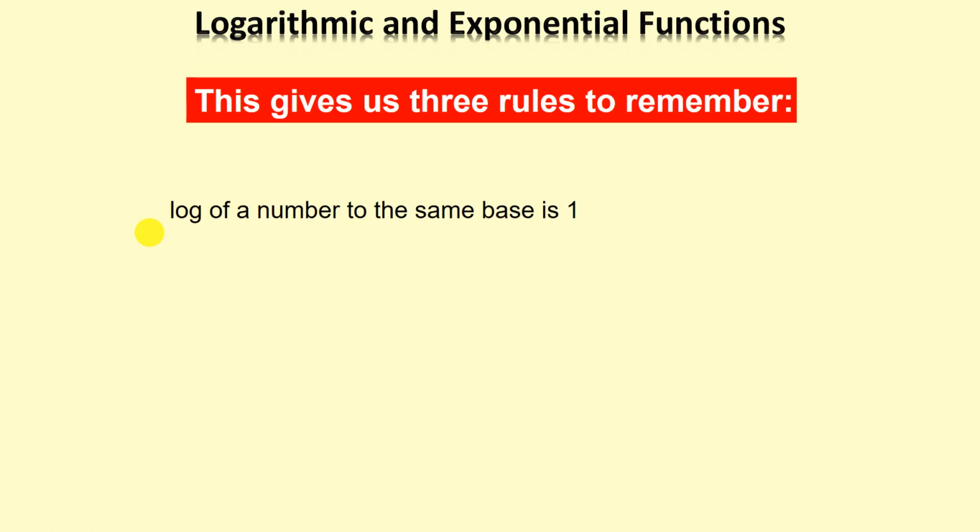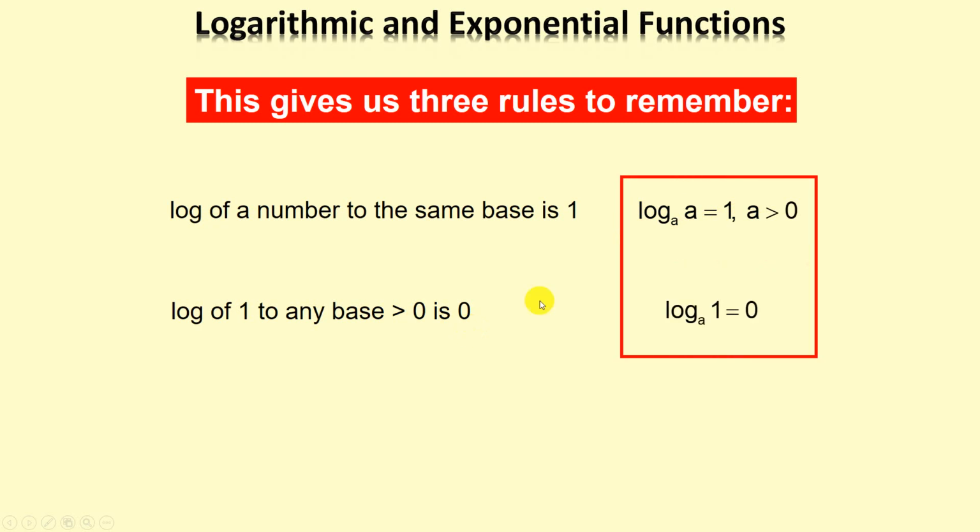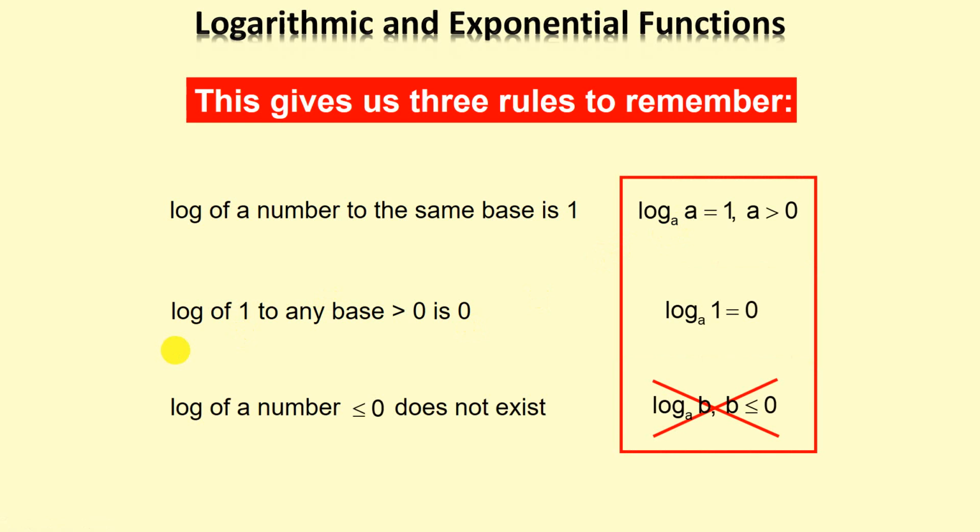So to summarize, log of a number to the same base is 1. Log of a to base a equals 1, a greater than 0. Notice that I'm just using the fact that we cannot have a negative. Log of 1 to any base greater than 0 is 0. Yes, bases cannot be negative or 0 either. And log of a number less than or equal to 0 does not exist.